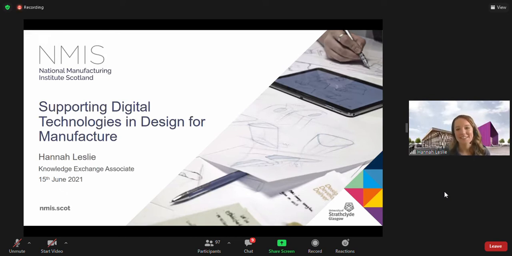So I'm Hannah Leslie. As Abby says, I work in the design engineering team in the National Manufacturing Institute Scotland, or NMIS as it more commonly goes by, where we work with a real range of companies with their product development journeys, including design development and the verification and validation activities that go along with it. We also support companies in accessing funding for these development projects where necessary, and signposting to a lot of the other partners in our networks.